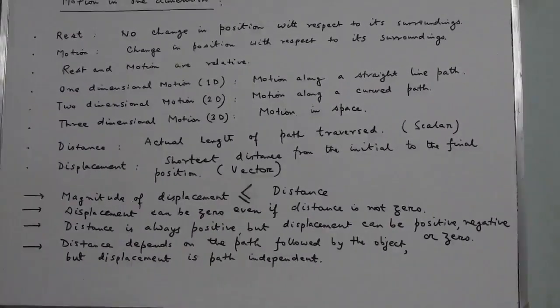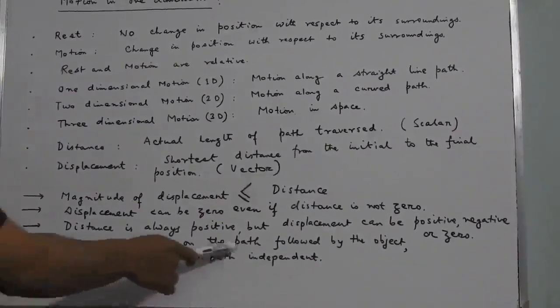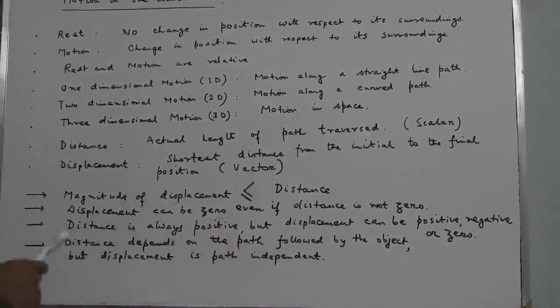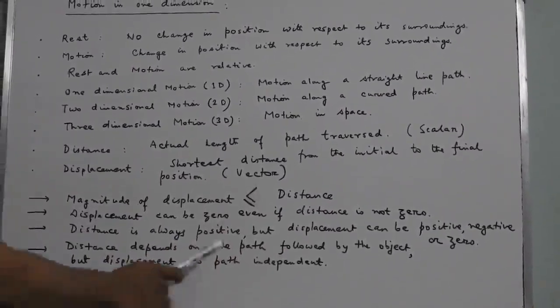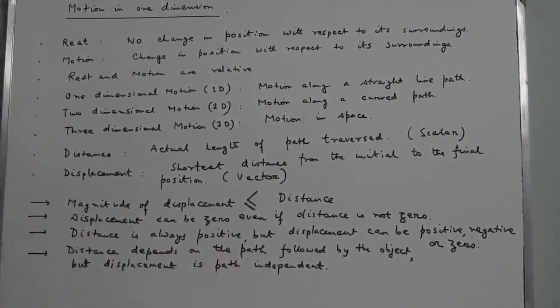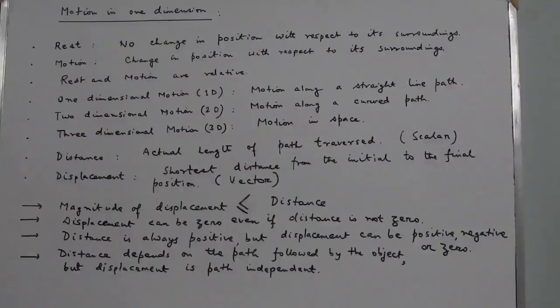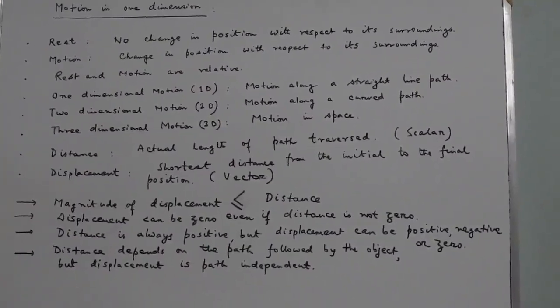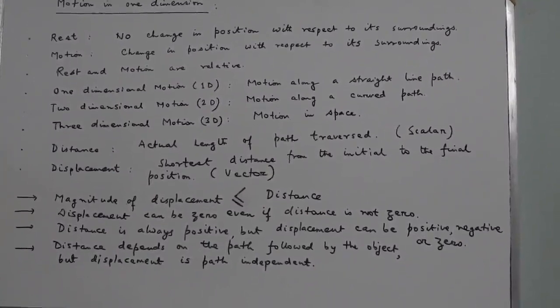So finally, we can realize that distance depends on the path followed, which I have already told, but the displacement is path independent, and so it is measured by the shortest distance. We will take some examples in a short time. Let us take some examples of distance and displacement.